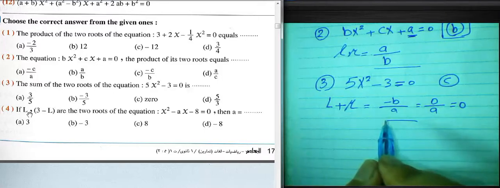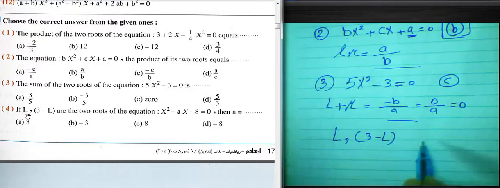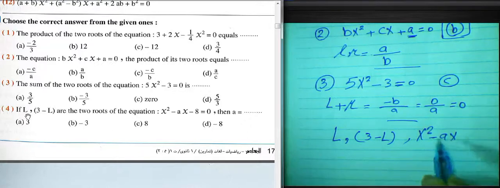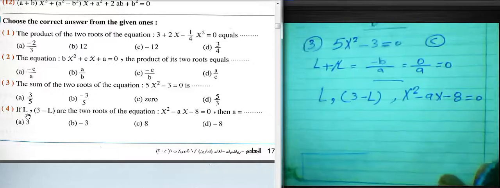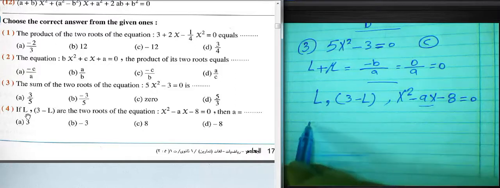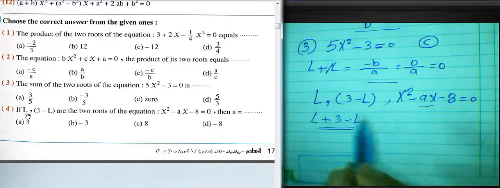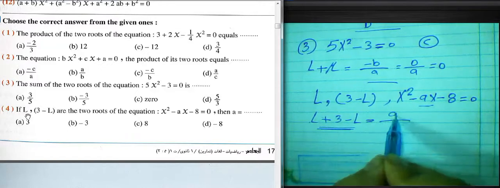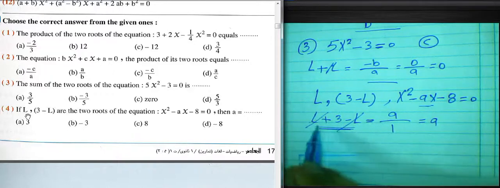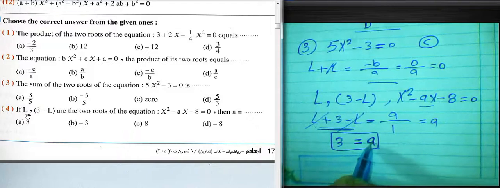Okay, question number 4. If L and 3 minus L are the two roots of the equation x power 2 subtract ax subtract 8 equals 0, we want to find a. Look at it with me. We can find a by adding L plus 3 subtract L. The sum of the two roots equals negative coefficient of x over coefficient of x power 2, which equals a. So we can find a by cancelling L and negative L. The result will be 3 equals a. So 3 will be a. It's okay.